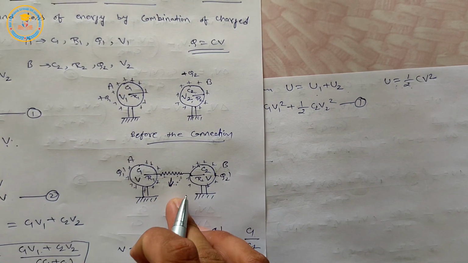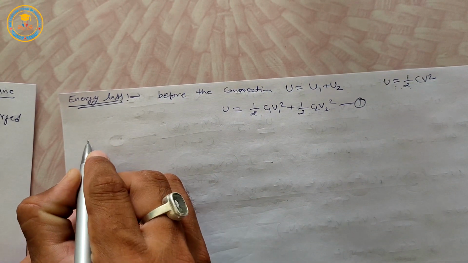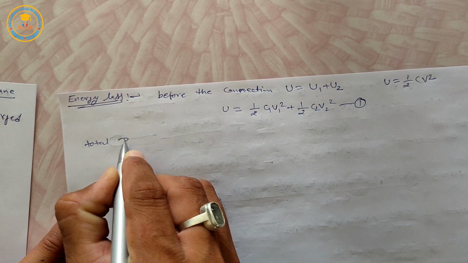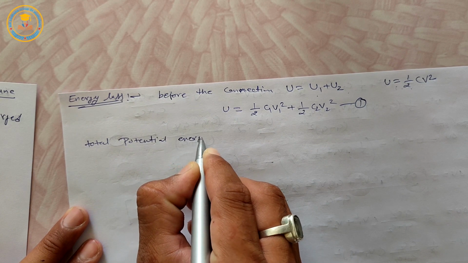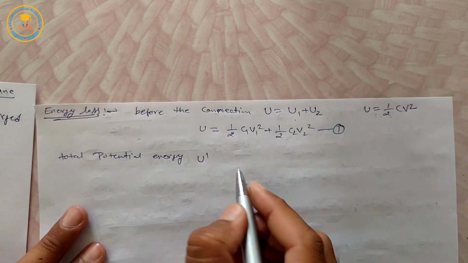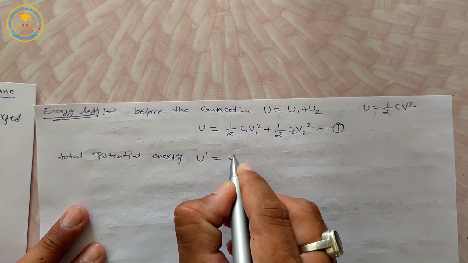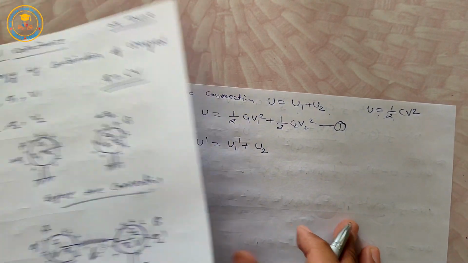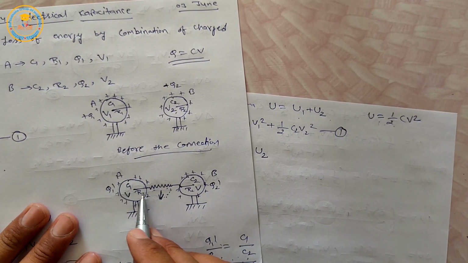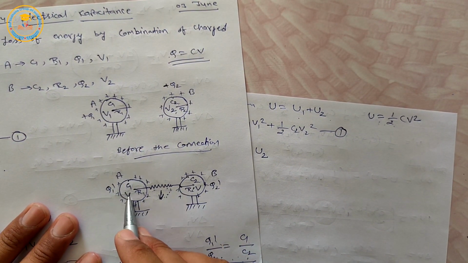Then after the connection, the total potential energy after the connection, which is U dash, is equal to U1 dash plus U2 dash. Because of the connection, the potential will change, and it becomes V.